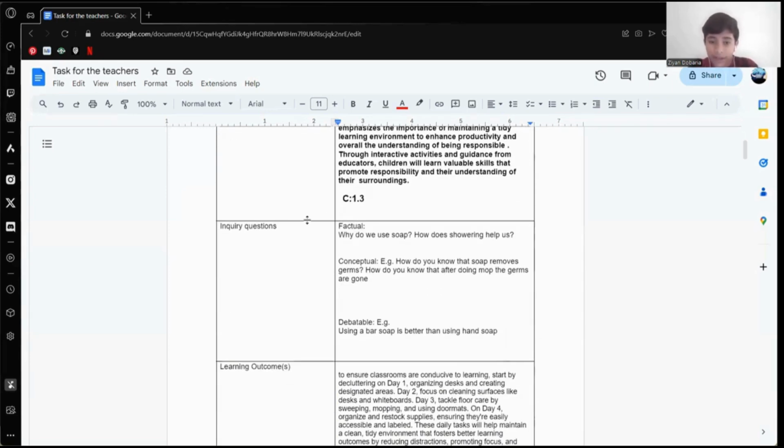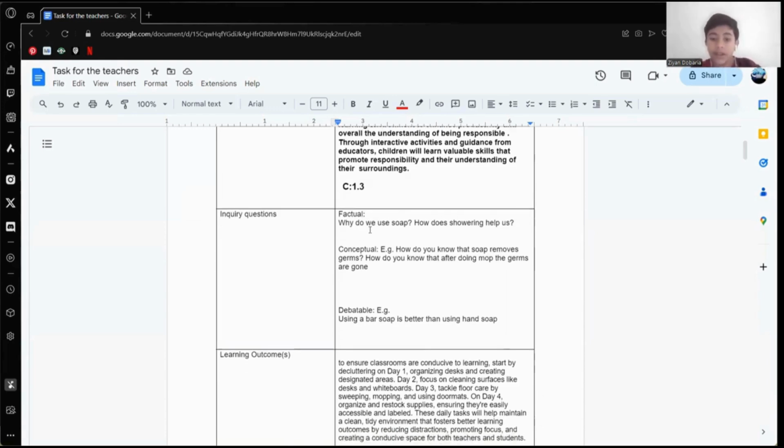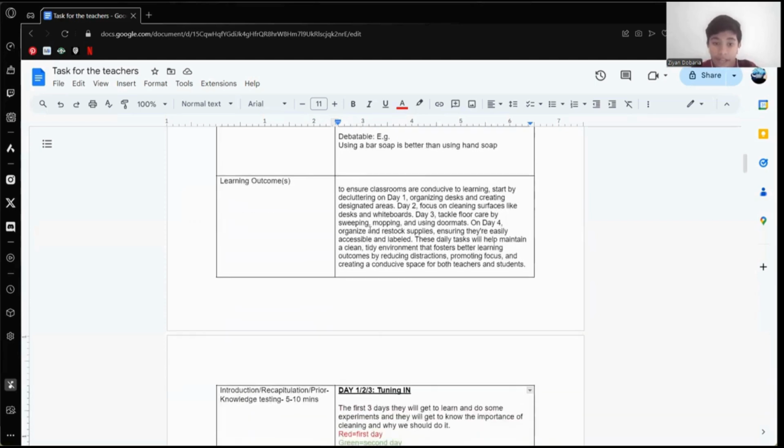These are some inquiry questions. The first one, factual: Why do we use soap and how does showering help us? Conceptual: How do we know that soap removes germs? And how do we know that after mopping, the germs are gone? Debatable: Is using bar soap better than using hand soap?